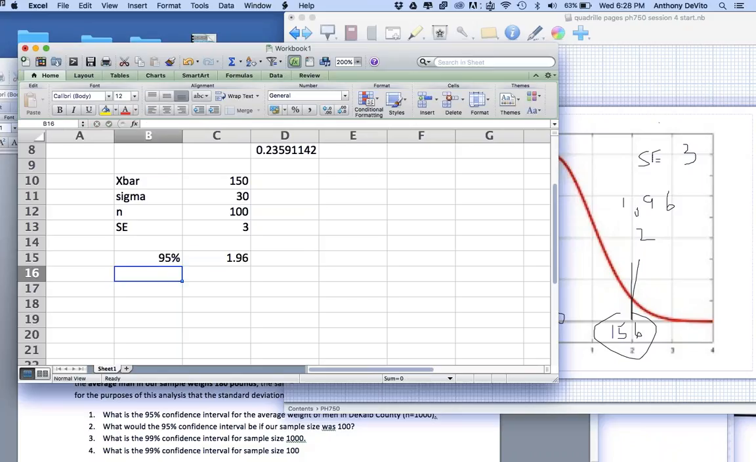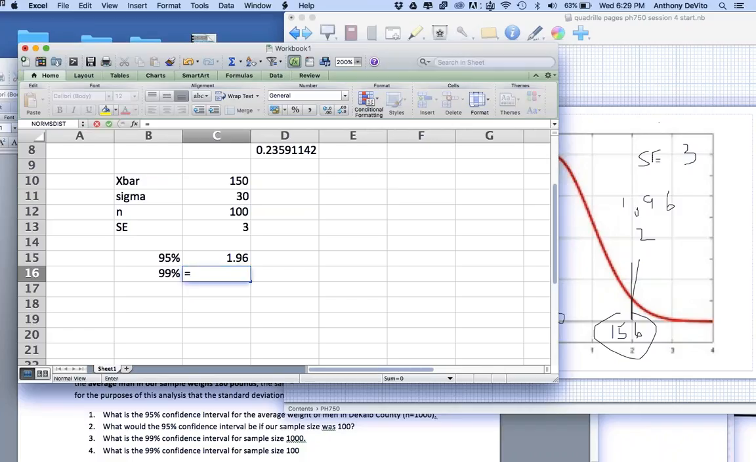Okay, well, how about 99%? What area is represented by 99%? What does my Z-score have to be? The areas in the tails on both ends, since it's symmetrical, have to give me 0.5% at one end, 0.005, and 0.5% on the high end. So what Z-score is that going to be?